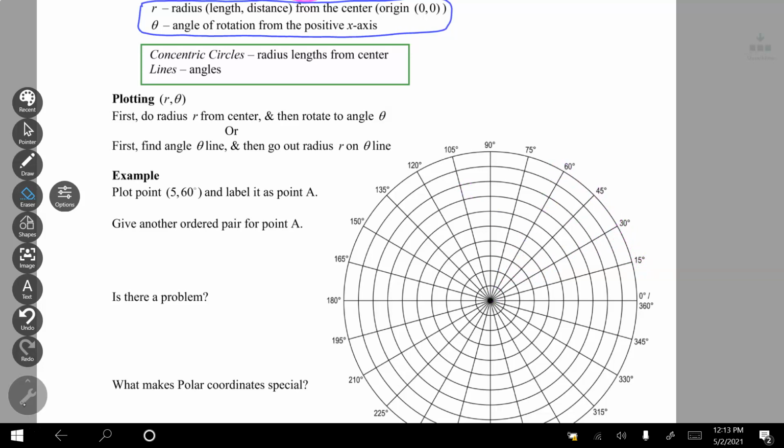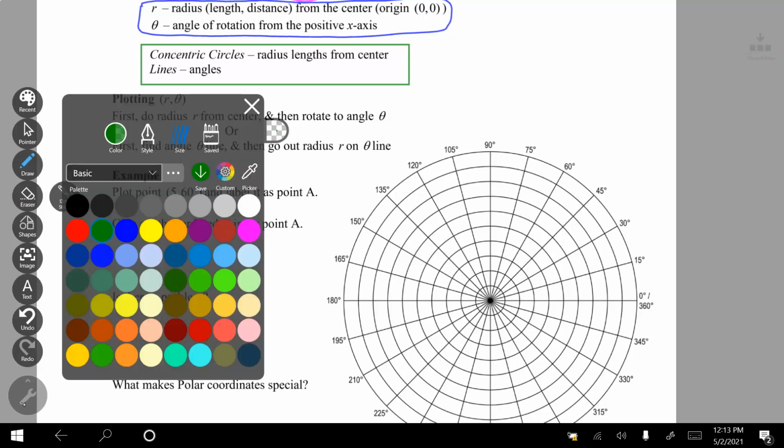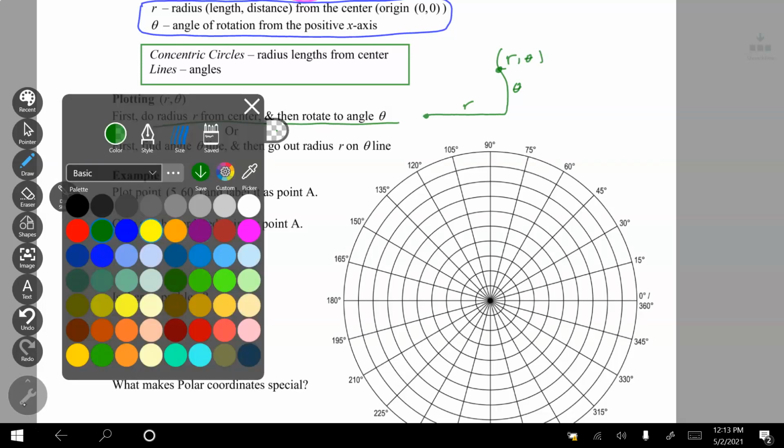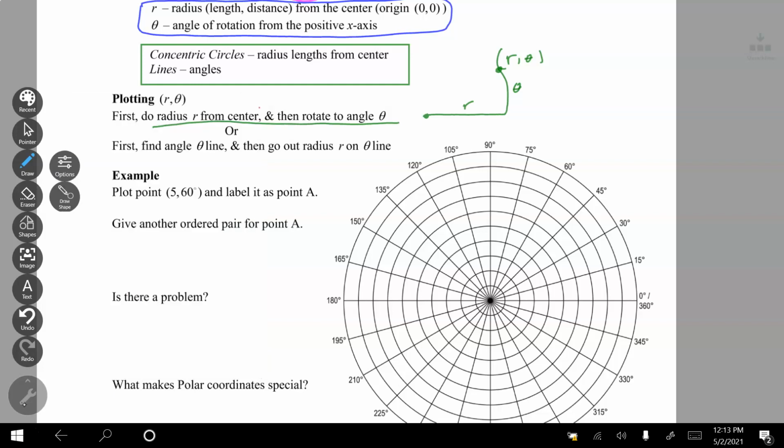So we have a couple ways that we can plot things. One way to plot things is to do the radius and rotate. So that means I would go from the center, I would go out, and then I would rotate. I would do the r first, and then I would do my theta. And I have my r comma theta. Or another way, and I tend to do this more often, that's just the way my brain thinks, is that I go find the angle line first. So I find this angle line first, whatever I want, and I start from the origin, I go out that radius. So this is my theta line first, and then I get my r, theta. It's up to you. It doesn't really matter.